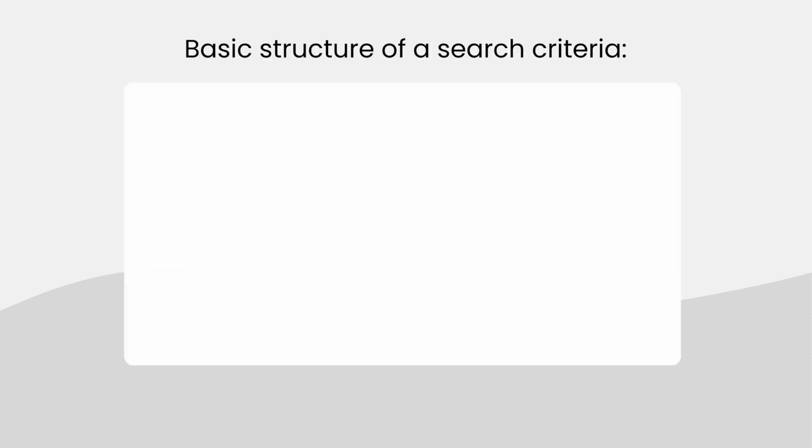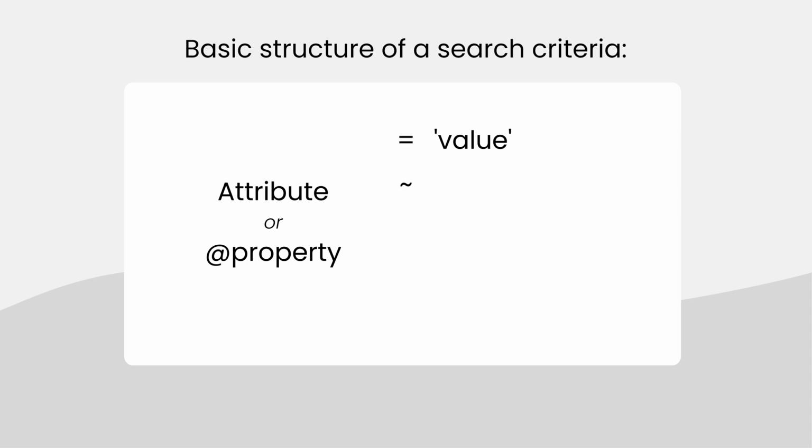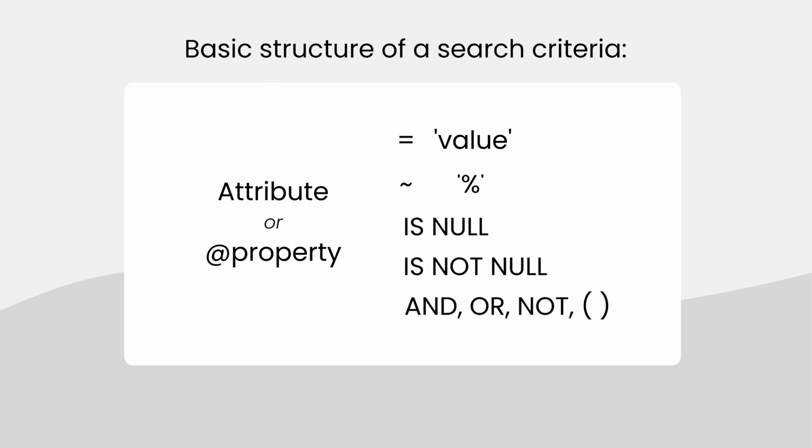The basic structure of a criteria is the name of the attribute, the sign equals, and the value between single quotes. You can also use the tilde instead of equal for the soft equality and the percentage sign in the value to match any expression. You can also use is null or is not null, and you can coordinate criteria using and, or, not, and parentheses. Let's get into it.